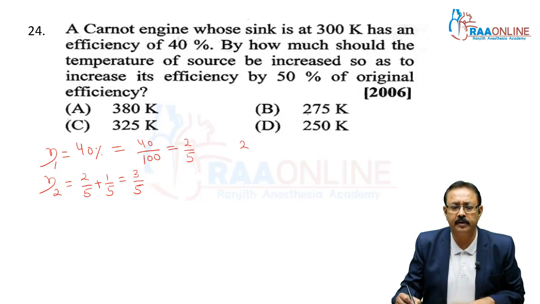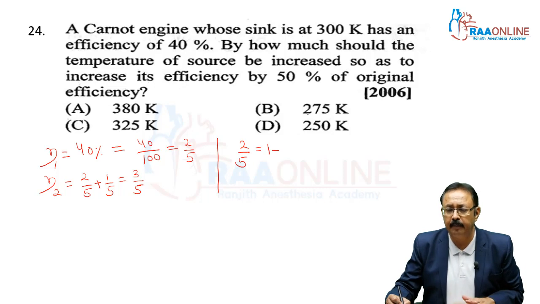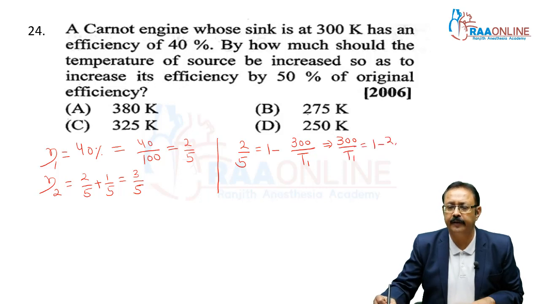Initially efficiency was 2 by 5, which is 1 minus T2 by T1. The temperature of the sink was 300. Suppose the temperature of the source was T1. So, we can write 300 by T1 is equal to 1 minus 2 by 5, which means 3 by 5. So T1 initially was 300 into 5 by 3, which means 500 Kelvin.